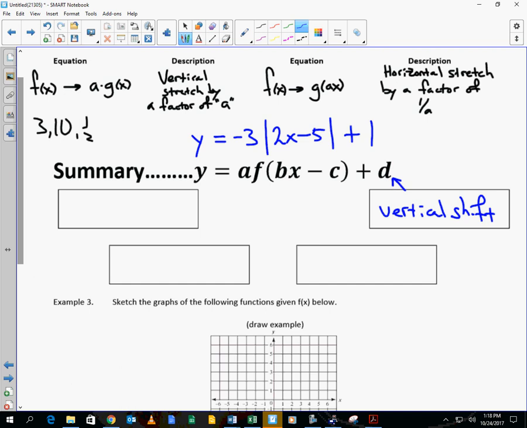We're ready to move on to something else. Let's look at this a value up front. This negative 3 is on the outside or inside? Outside. What's the negative going to do to it? Yeah, flip it over the x-axis, so a vertical reflection. So if a is negative, then we have a vertical reflection.